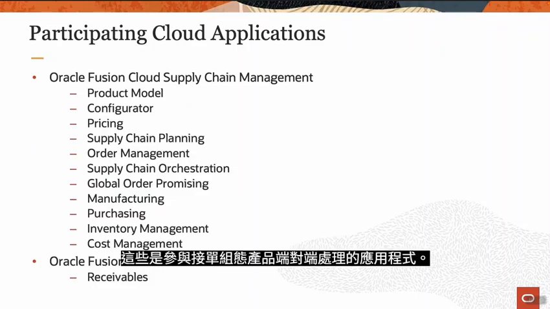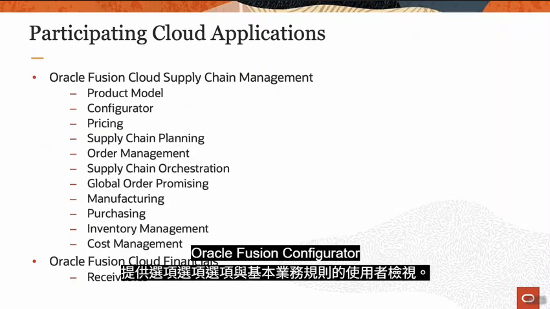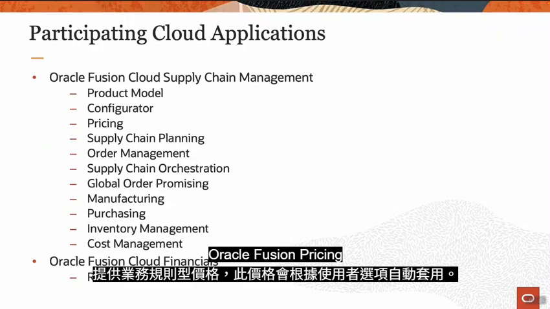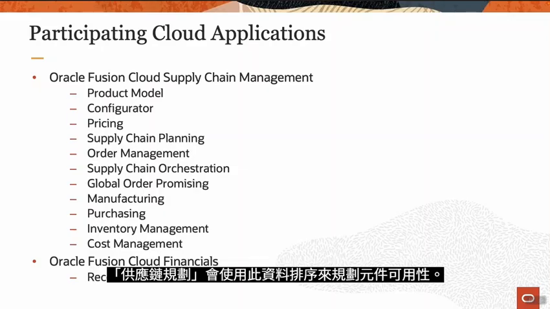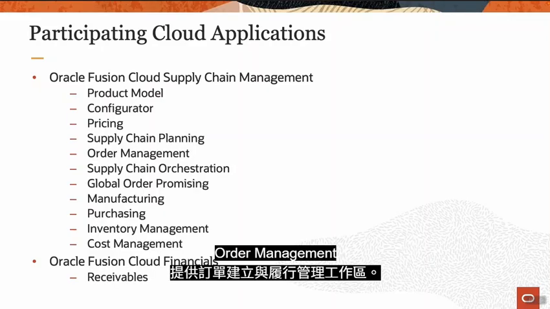These are the applications that participate in the end-to-end processing of configure-to-order products. Product Model provides the item and its structure. Oracle Fusion Configurator provides the user view of the option selections and the underlying business rules. Oracle Fusion Pricing provides business rule-based prices that are automatically applied based on user selections. Supply Chain Planning uses this order data in planning for component availability.